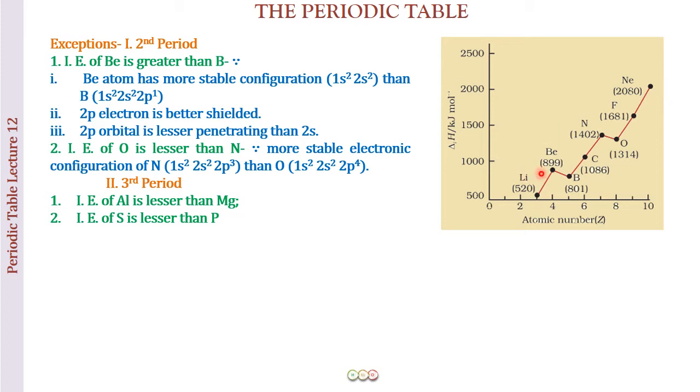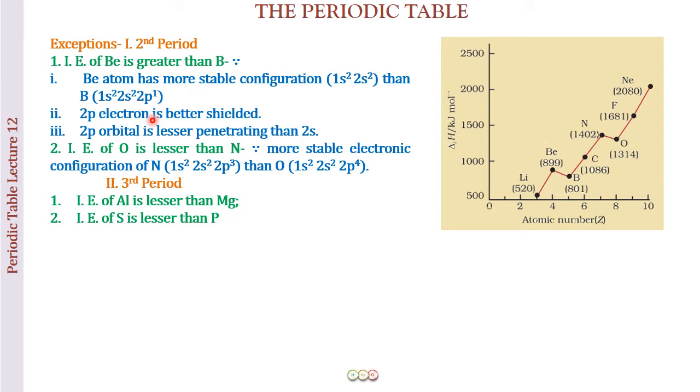But what we see is that beryllium has a higher ionization enthalpy than boron, and nitrogen has a higher ionization enthalpy value than oxygen. So let us study why it is so. First of all, beryllium being greater than boron is because of the more stable configuration of beryllium, which is 1s2, 2s2. So we have the fully filled s subshell over here, and then boron has a partially filled p subshell, right? So therefore beryllium has a more stable configuration.